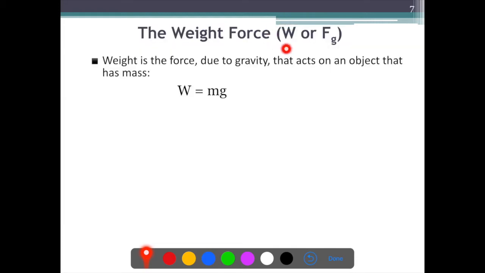The weight force, which we can write as W, or F sub g, is the force exerted by gravity that acts on an object that has mass. So any object that has mass, that's on the surface of the earth, experiences a weight force that's equal to mass times gravitational acceleration. If the object is on the surface of the earth, the gravitational acceleration is 9.8 meters per second squared, which is the same g, or acceleration value, that we encountered when we learned about free fall.